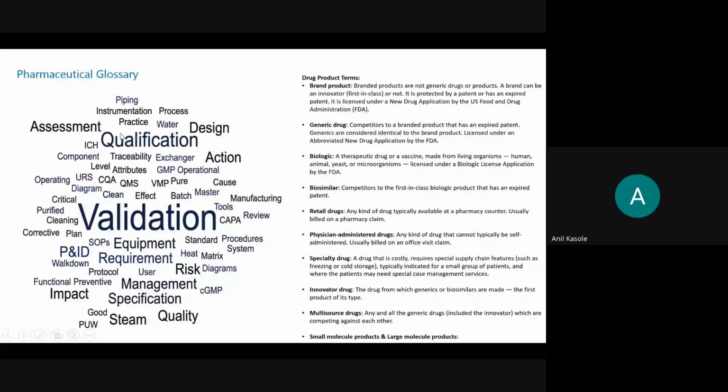But here you can also see piping and instrumentation, P&ID, right? We always talk about assessment, ICH, component, traceability, actions, CQA, QMS. Again, I will not go into the detail: CAPAs, reviews, impact, specifications, management, quality, good manufacturing practices, good engineering practices. So these are the typical glossaries or terminologies that we can remember.